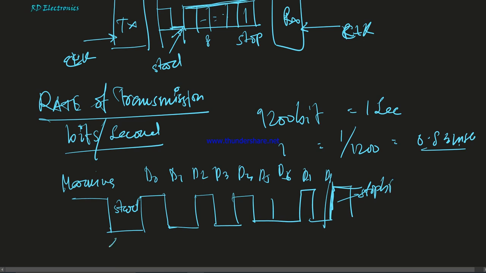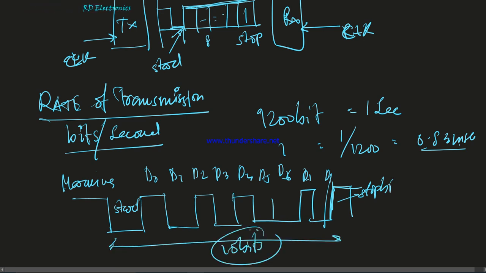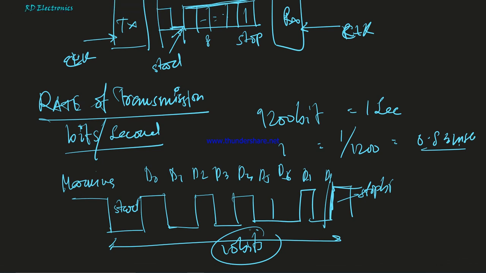So this is contained in one frame. That means 10 bits are required to transmit one character from transmitter to receiver. This format is also used when any data is received. So depending upon how this is generated, the baud rate can be different.